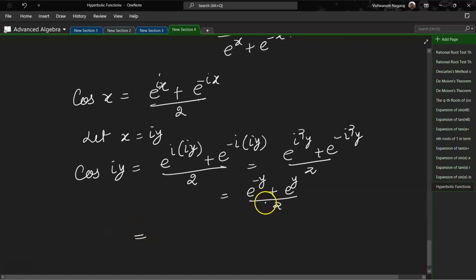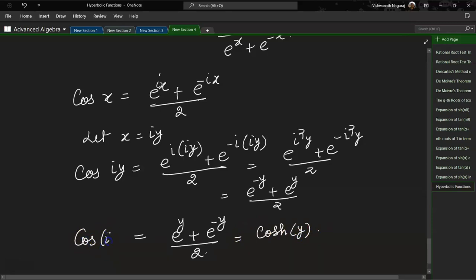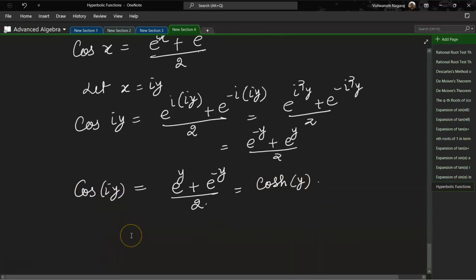So is there any difference? Because this can be written as e to the power of y plus e to the power of minus y by 2, so therefore this is hyperbolic cos of y. Cos of iy is equal to hyperbolic cos of y. The only difference is i will disappear in hyperbola. Okay, so that is one.